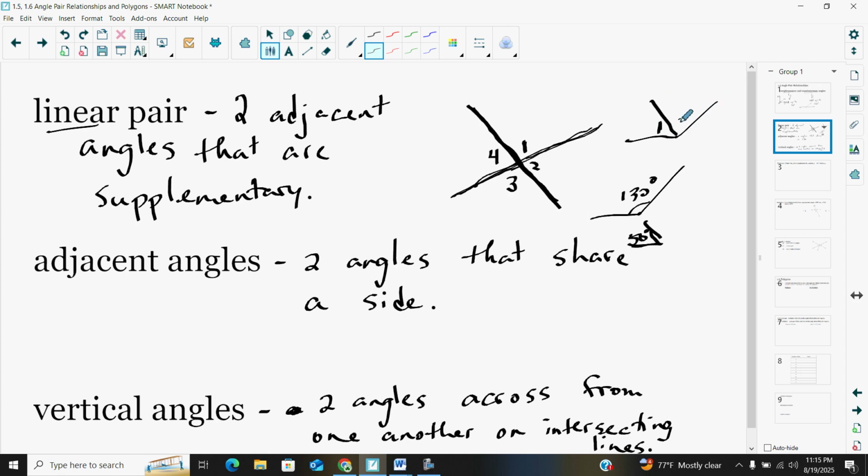Angles 1 and 2 here. Those are adjacent angles because they share this side. But they don't add up to 90, and they don't add up to 180, so they're neither complementary nor supplementary. So those are just adjacent angles.